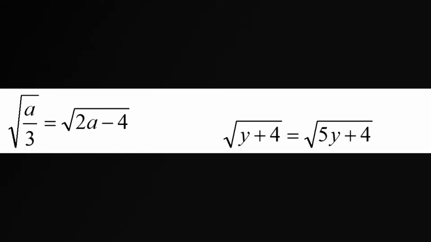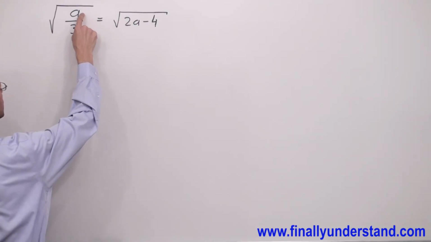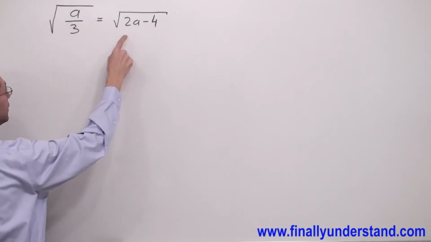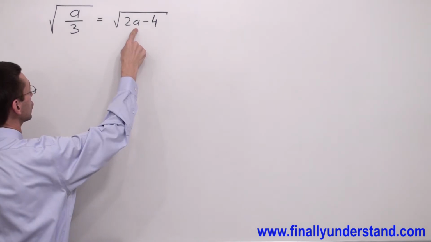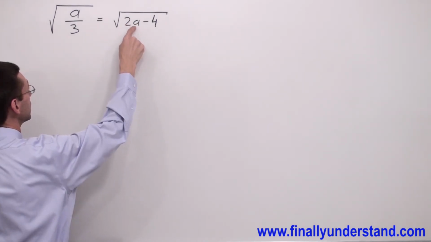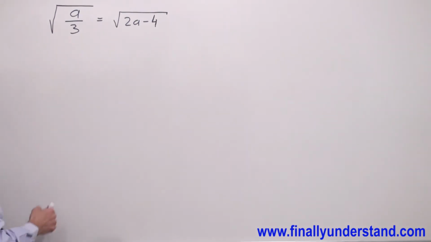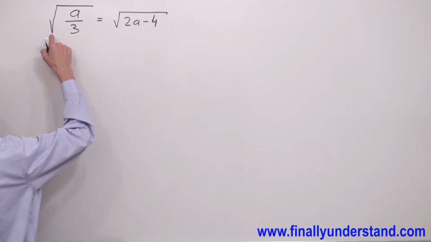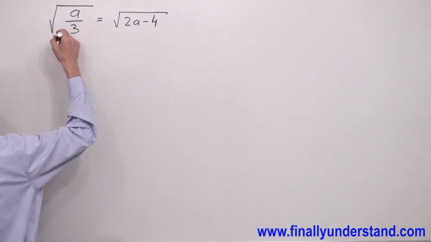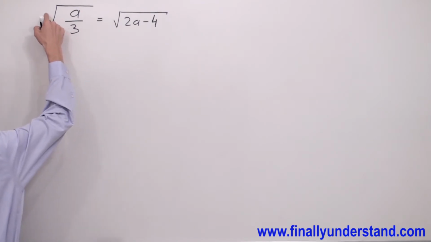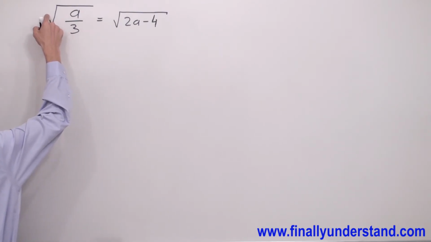Let's take a look at this example. Again, please notice that a, my unknown, is part of this radical, and a is also part of the radical on the right side of the equal sign. First, we're supposed to eliminate the radical sign. Remember, anytime there is no number over here, there is always an invisible 2.